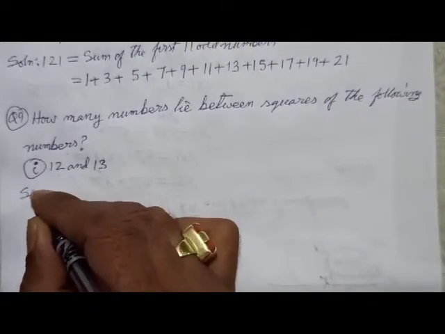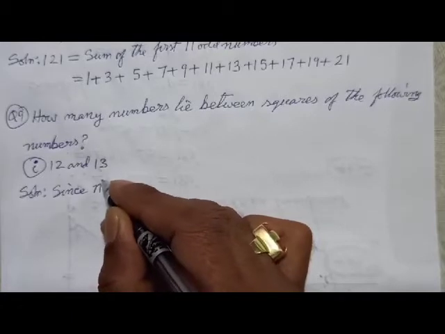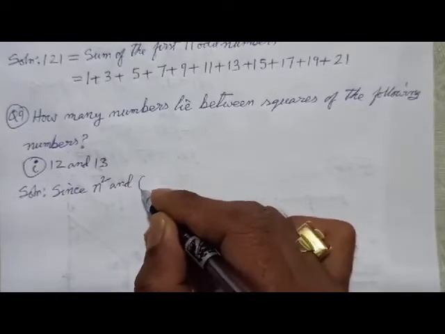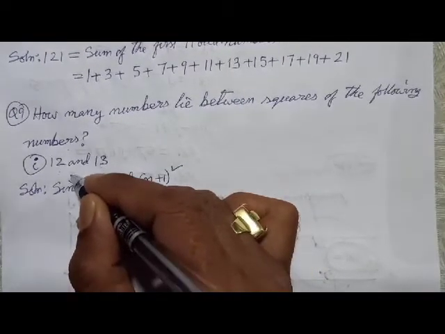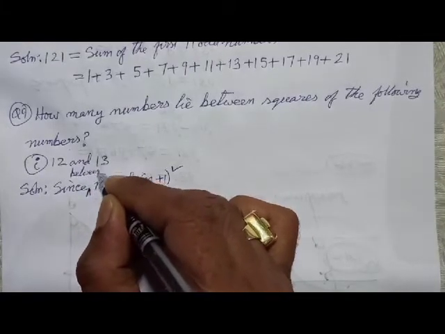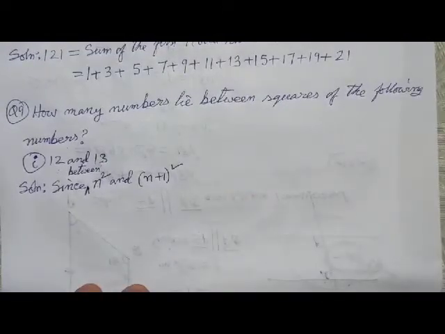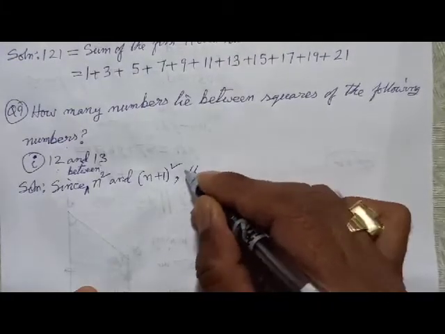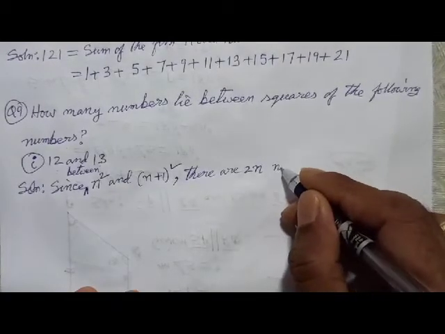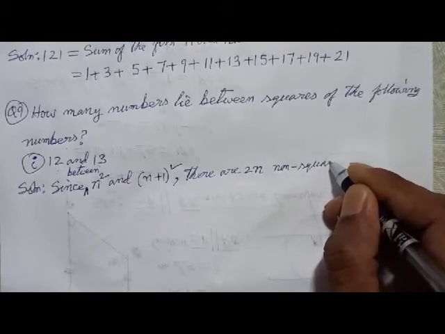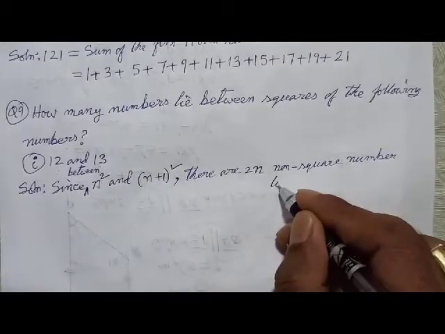Now, solution. Since between n square and n plus 1 whole square there are 2n non-square numbers lie.